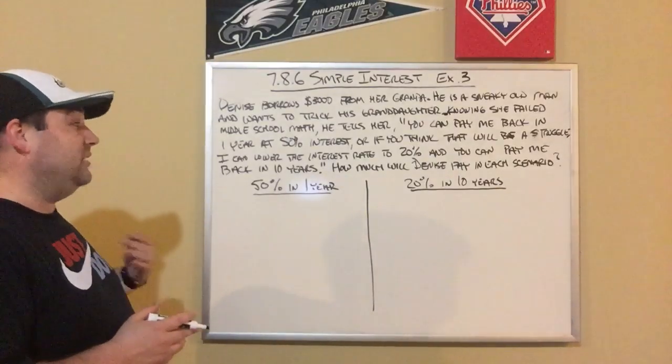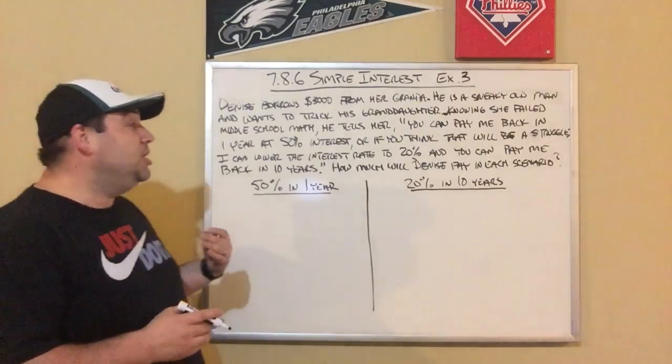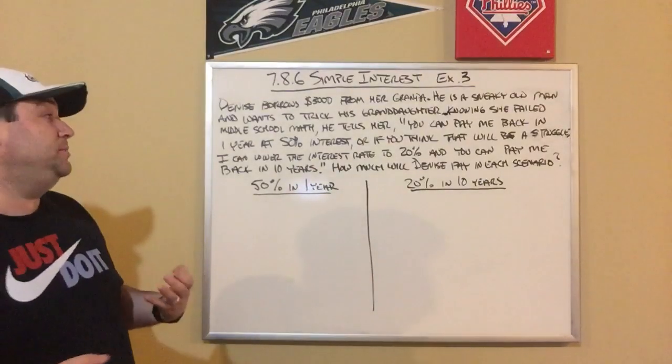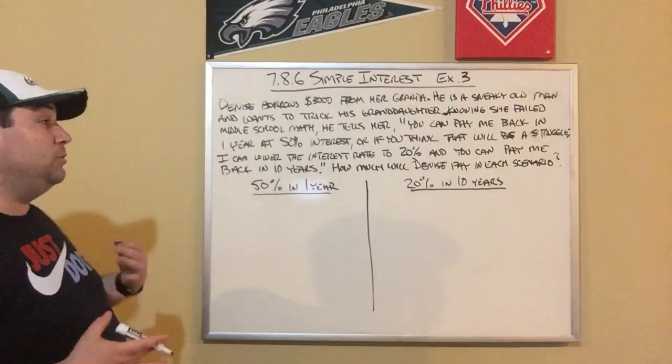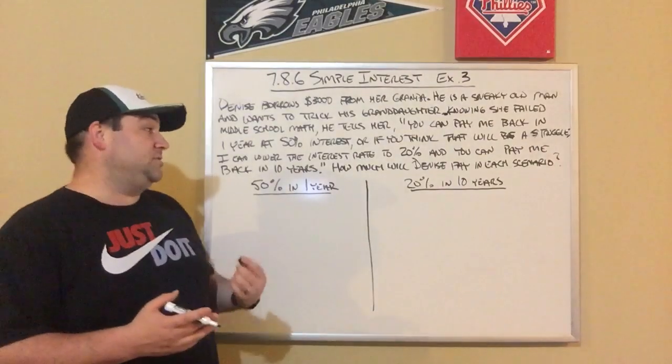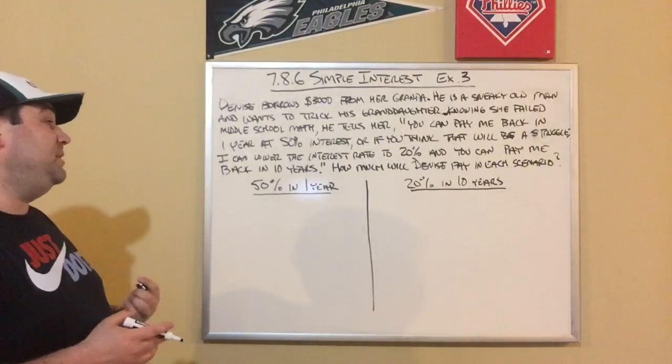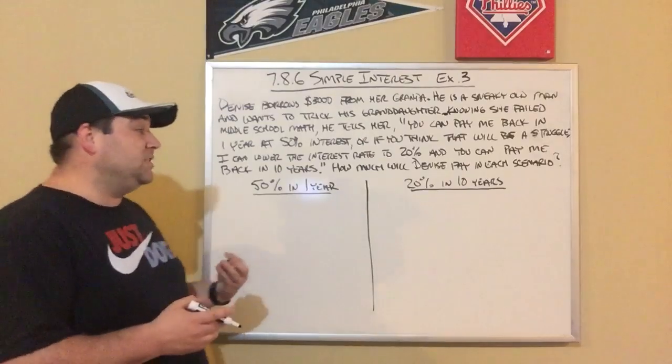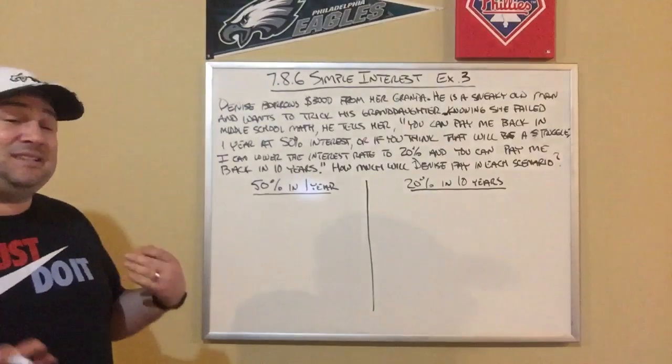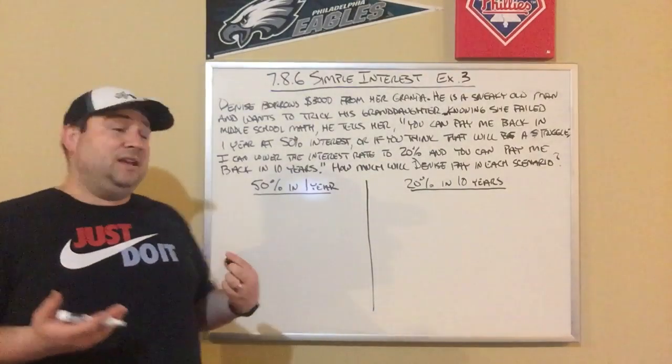So, knowing she failed middle school math, he tells her, you can pay me back in 1 year at 50%. Or if you think that will be a struggle, I can lower the interest rate to 20% and you can pay me back in 10 years. How much will Denise pay in each scenario? So how much will she pay her grandpa in each scenario?